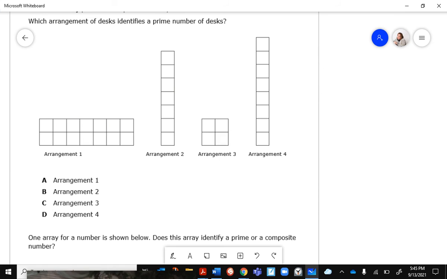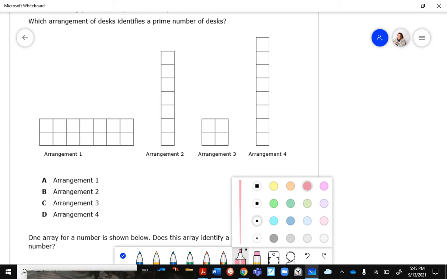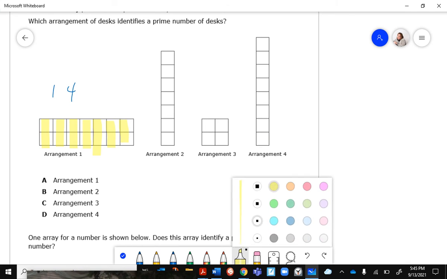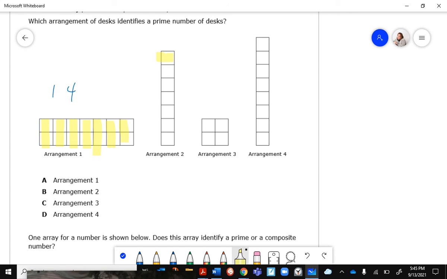So is it arrangement 1? In this one here, I'm going to highlight in yellow. This is 2, 4, 6, 8, 10, 12, 14. Oops, what do you know about 14? 14 is a composite number. Let's look at the next one. I have 1, 2, 3, 4, 5, 6, 7. Ooh, 7. 1 times 7 is 7. Is there any other way? Nope. So that's a possibility.